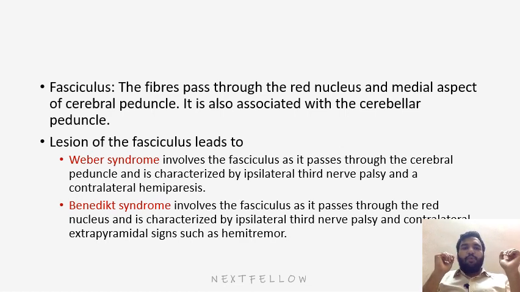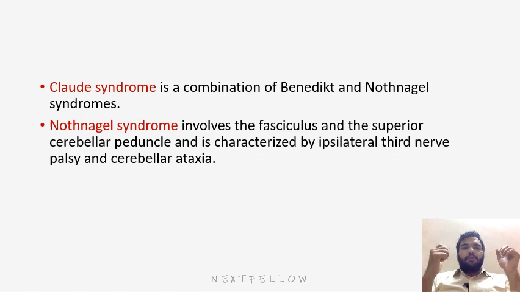Whereas Benedikt involves the fasciculus as it passes through the red nucleus and is characterized by ipsilateral third nerve palsy and contralateral extrapyramidal symptoms or signs such as hemitremor. So this is Weber's and Benedikt's. Then comes Claude. Claude is nothing but Benedikt plus Nothnagel. So what is Nothnagel? Nothnagel involves the fasciculus and the superior cerebellar peduncle and is characterized by ipsilateral third nerve palsy and cerebellar ataxia. So these are the four syndromes of the fasciculus of the third nerve.